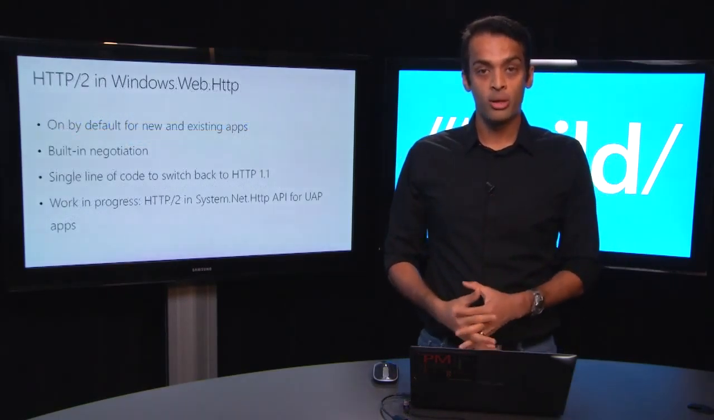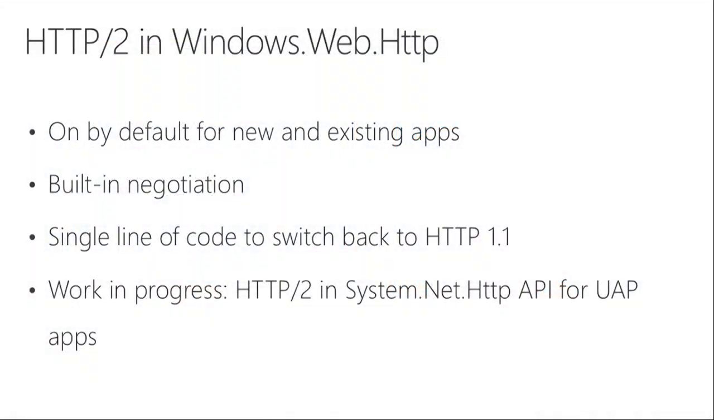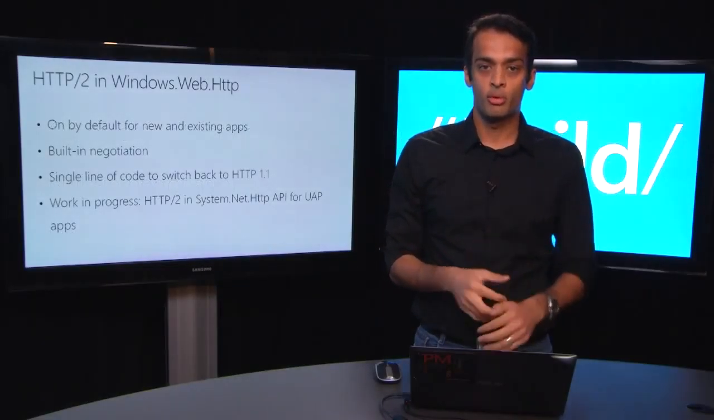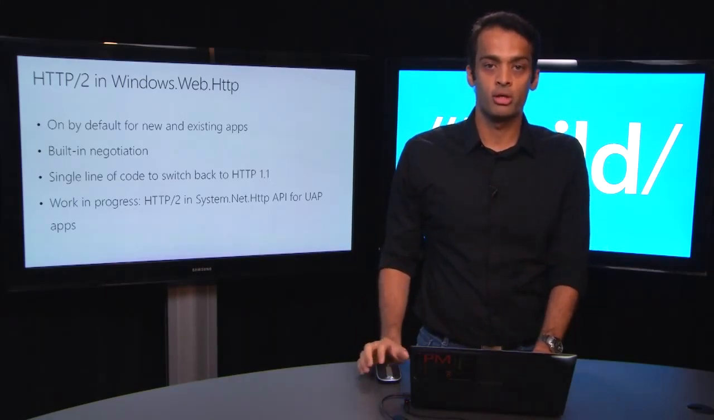So let's look at how we enable this in the API. The best part is it's on by default. So whether you have an existing app in the store or if you're writing a new UAP app, you get this for free without any code change. We have also built in negotiation. So if, let's say, the client talks HTTP2 to the server, but the server does not understand HTTP2, it's still HTTP 1.1, the client will automatically fall back to HTTP 1.1 and your app would never be affected.